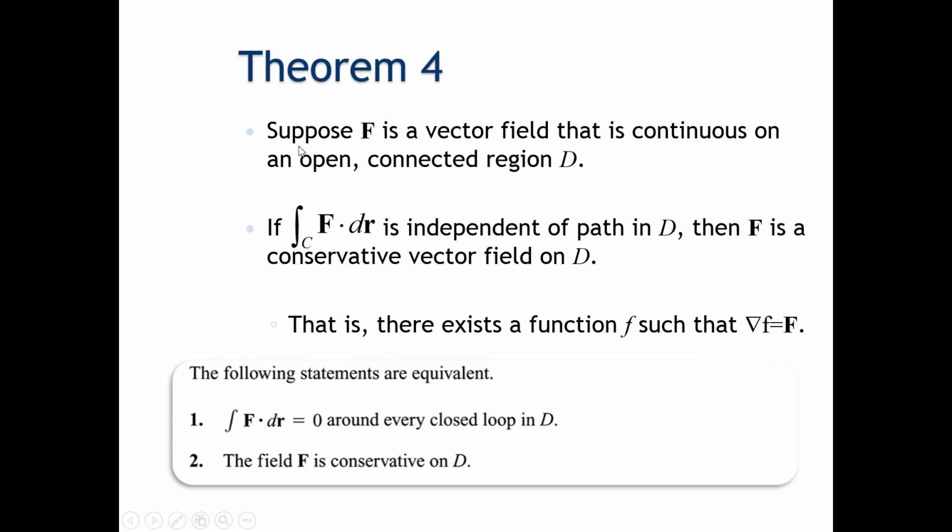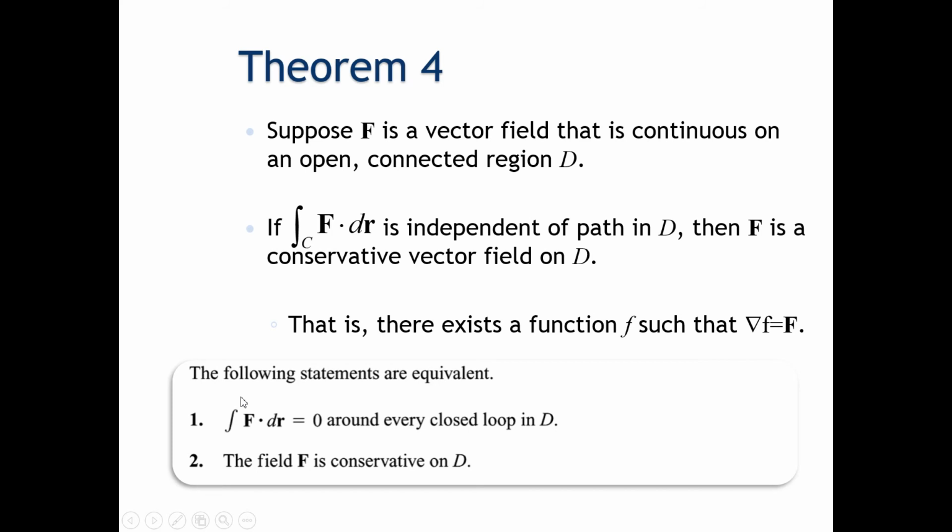So theorem number 4 states that suppose F is a vector field that is continuous on an open connected region D. If the line integral of F dot dr along the curve C is independent of path in D, then F is a conservative vector field on D. That is, there exists a function f such that del f is equal to F.